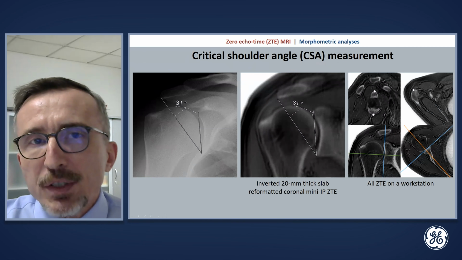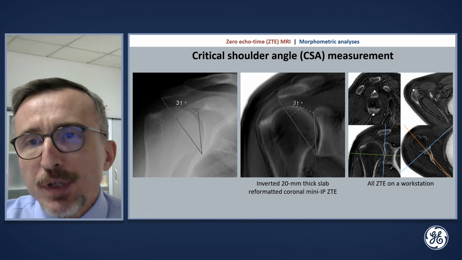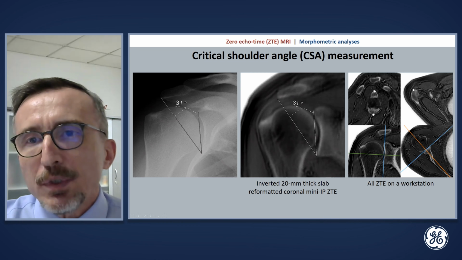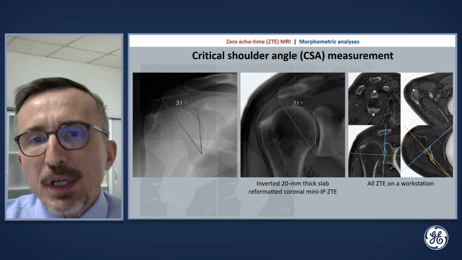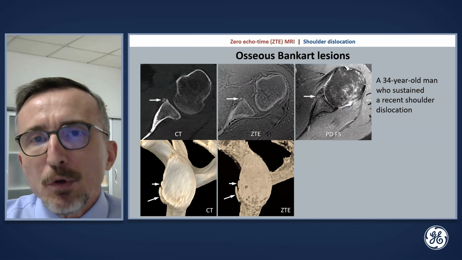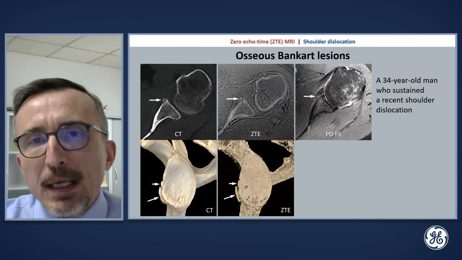Another application that we use it for is critical shoulder angle measurement. You can see here that we are using this in a workstation, and we are cross-referencing our major reference points with the other MR images also, and we are selecting the exact location for this type of angle measurements. And this is one of the applications that we use almost on a daily basis.